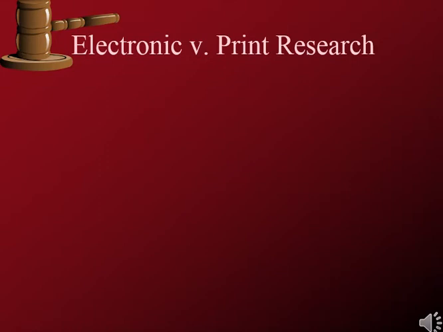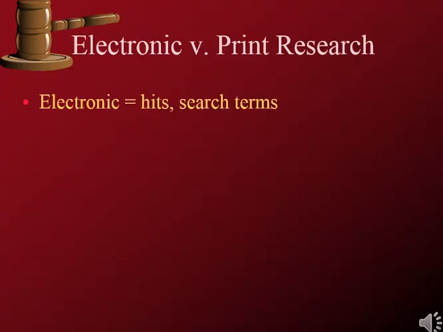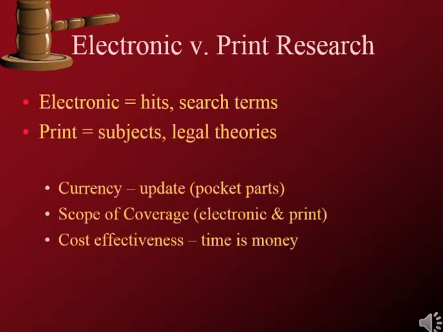Now, many students get frustrated because they really want to start off with a computer and electronic searching. Electronic searching is based on hitting certain search terms, right? There are algorithms in the background, and if you get the right search terms, hopefully you'll get a hit. Print topics and search materials are organized a bit differently. They're organized by subjects and legal theories. So, for example, if you took an electronic source and looked up the word contract and breach, you would find thousands and thousands of documents that had those two words, not necessarily in any kind of relationship to one another.